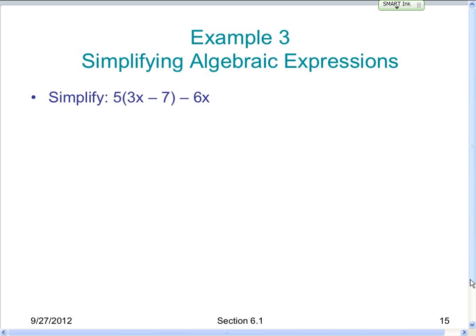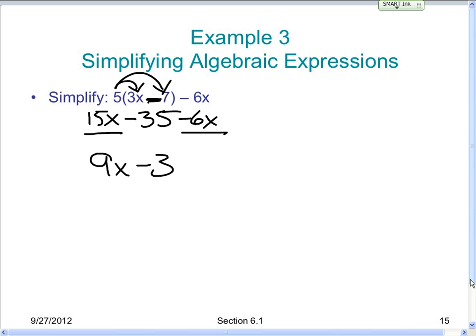So let's suppose you have 5 times the quantity 3x minus 7, subtract 6x. How would you do it? Well, the first thing you need to do is get rid of the parentheses by distributing. 5 times 3x is 15x. 5 times this is negative 7. 5 times negative 7 is negative 35. Now you look for like terms. Do we have anything that we can combine? Notice I have 15x here and I have a negative 6x here. If I add those together, I get 9x minus 35.